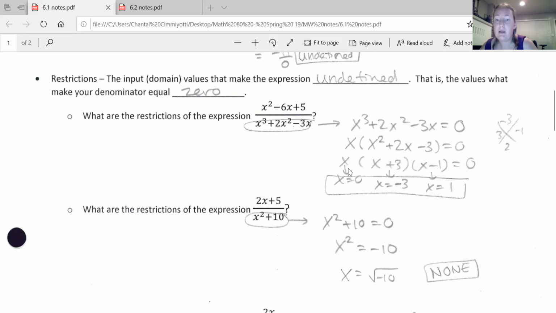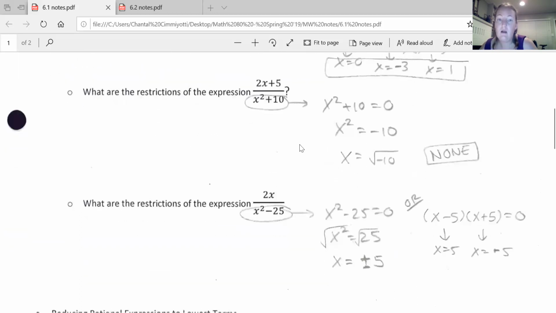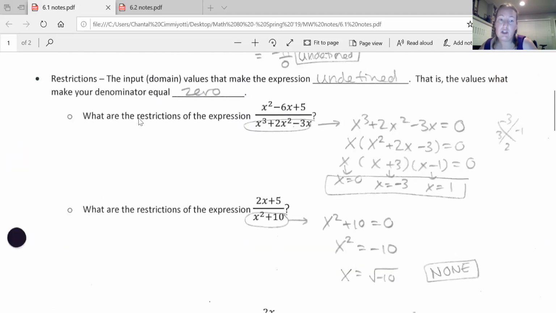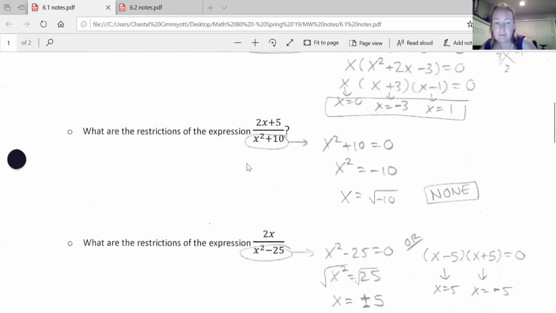And so what makes this expression equal to 0 is what makes any of the factors equal to 0, because 0 times anything is 0. What makes this factor 0 is 0. What makes this factor 0 would be -3. What makes this factor 0 is 1. Just the opposites when it's linear. So all of these would be considered restrictions. So what are the restrictions? Those 3 things. Any of those 3 would make this expression undefined.